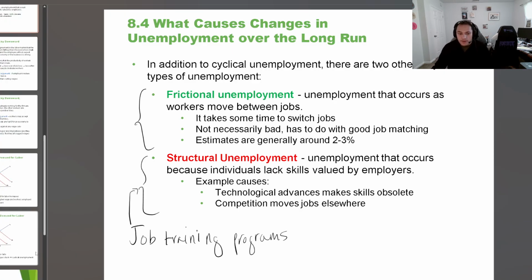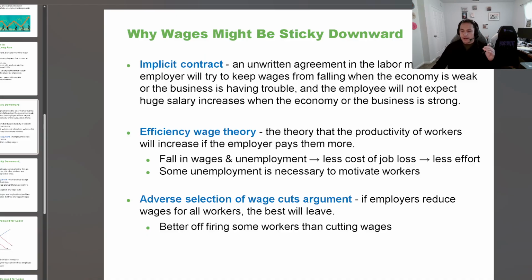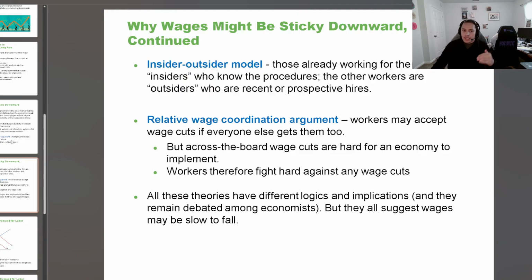The trickiest part when it comes to unemployment is this short-run impact. There are a number of different theories, and I want you to work through each of these. Each of these theories is a different example of why we might say that wages might be sticky downwards. And so what does that mean?